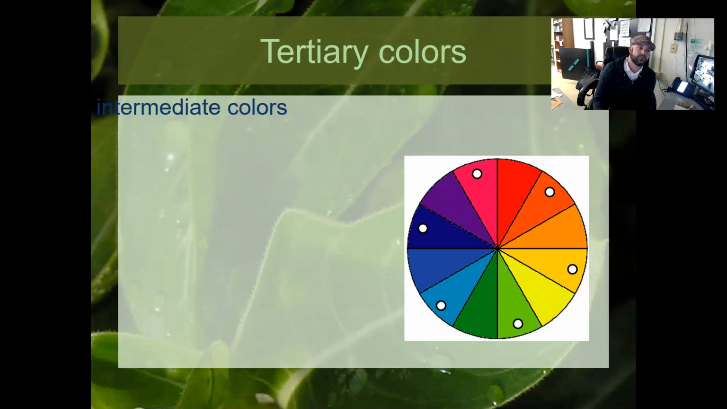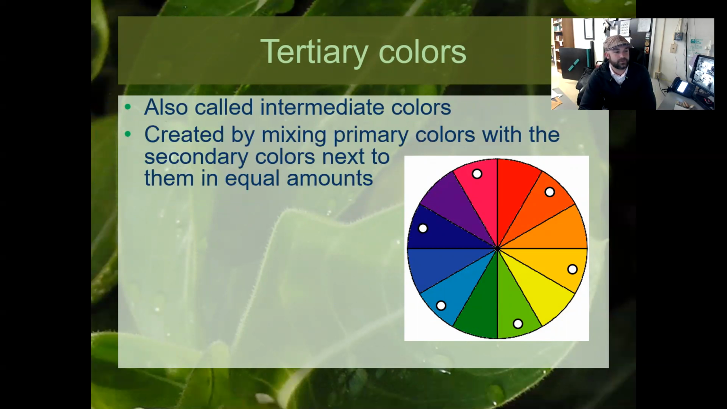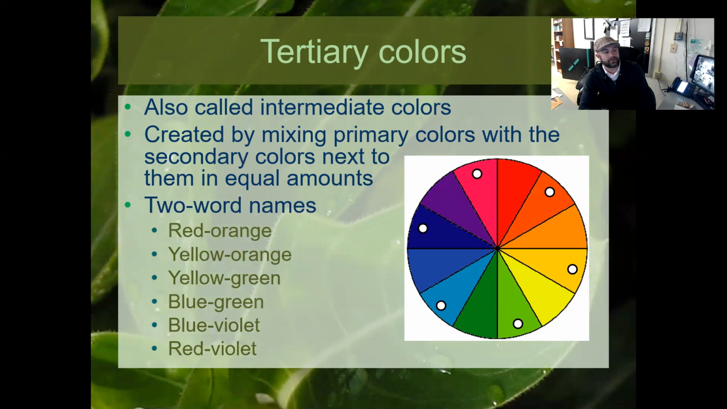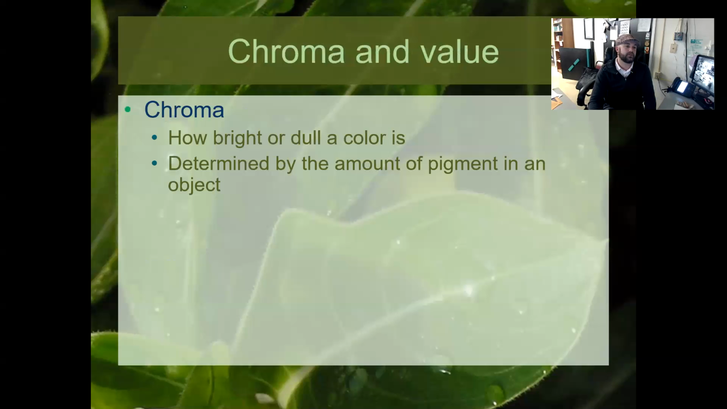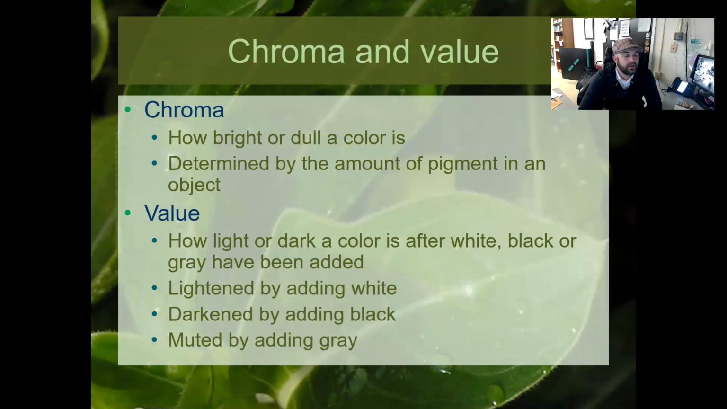So some tertiary colors are also called intermediate colors, created by mixing primary colors with secondary colors next to them in equal amounts. So 2-word names, you have red orange, yellow green, blue violet, and red violet. So chroma and value, definition here, chroma, how bright or dull color is, and determined by the amount of pigment in an object. And value, which is how light or dark a color is after white, black, or gray has been added. Lightened by adding white, darkened by adding black, and muted by adding gray.